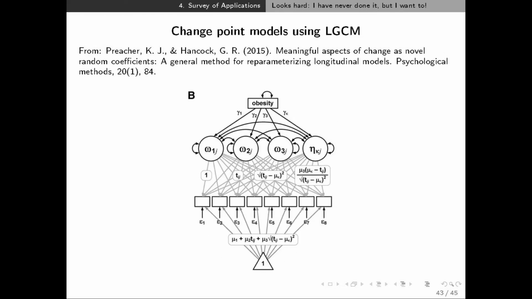So here's the picture. This is from Preacher and Hancock, 2015. It's a really nice paper scolding us for using linear models as a default to look at change over time. In this paper, they go through many different types of alternative parameterizations for the time effect to capture nonlinear change patterns. And one of those is a random change point model. If you can figure out how to read that paper, and they do supply code, you too can estimate a random change point model.